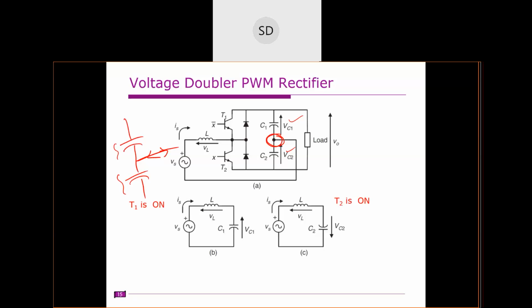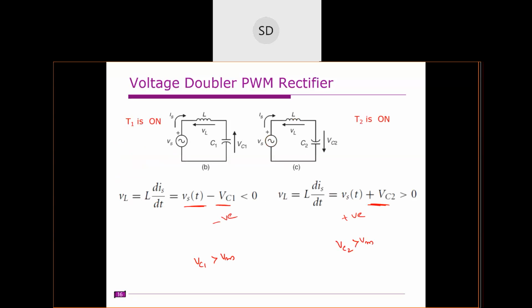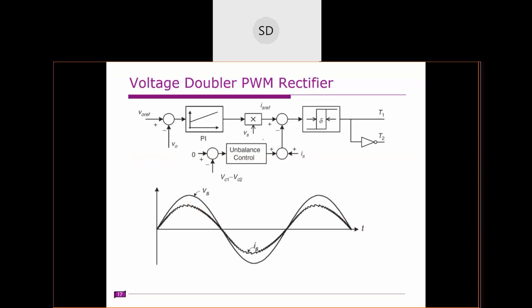The same thing here also, so there will be some disturbance in this capacitor voltage. That disturbance we can address by just modifying the controller. So this is the input voltage, this is the reference voltage, and this is the output voltage.